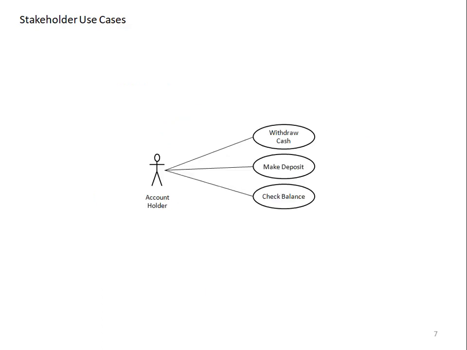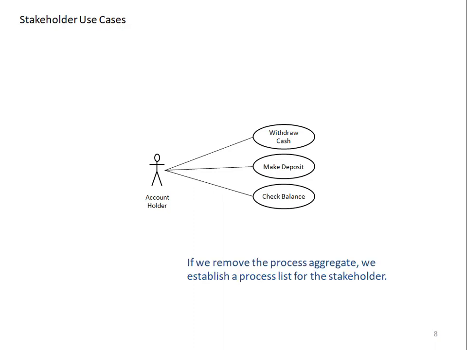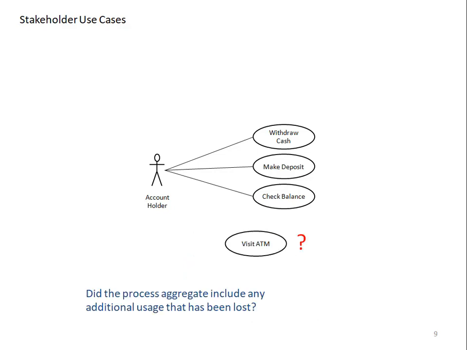So ideally, that should be getting that process aggregate out of the picture, letting it emerge during the requirements. The account holder simply has three use cases, three reasons they go to the ATM and make use of it. Now, this still has a slight feel of the ATM as a device, and I really want to think of the ATM as a system. So I should be asking myself, as I get rid of the process aggregate, okay, we establish our process list, but is it complete? Did the process aggregate include any additional usage of the system that's been lost because of what I did as I went through?